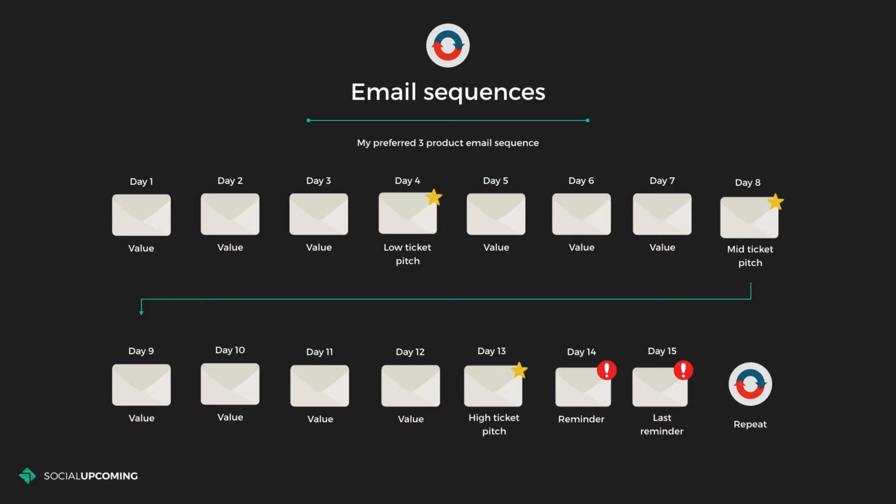After doing a mid-ticket pitch, I typically increase the amount of days I provide value from 3 to 4. Because it's a build-up for day number 13, which is a high-ticket pitch. And a high-ticket pitch is a product between $99 or $100 and $1,000. This is a more customized product and could be one-on-one coaching. It could be a mentoring program. It could be a 4 or 8 week or 12 or 16 week course.